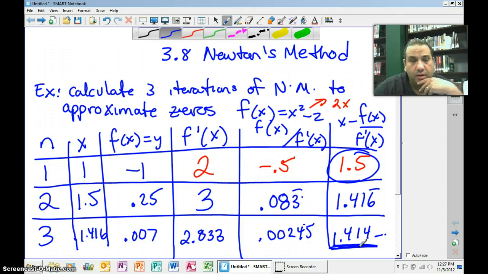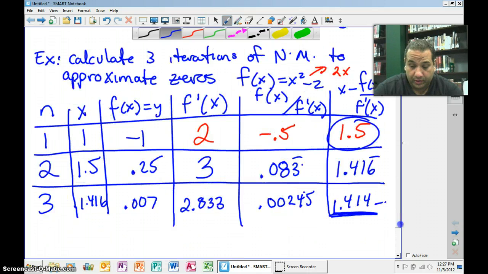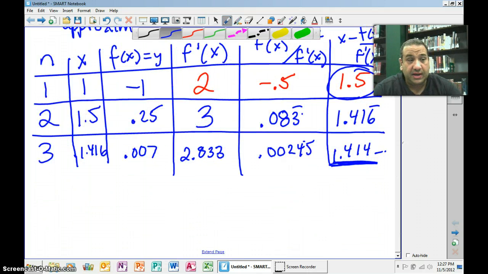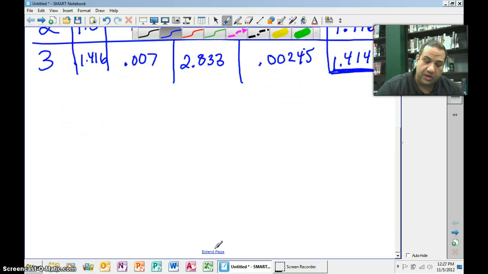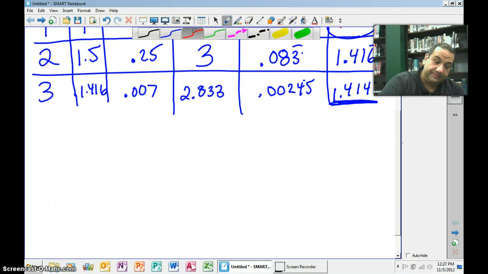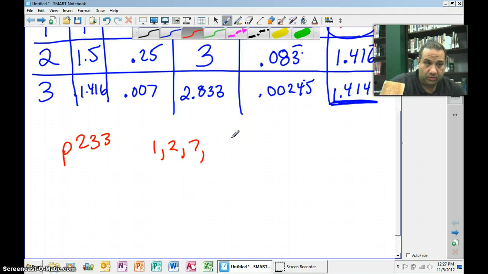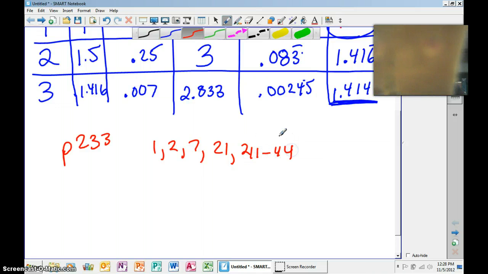You have 2 problems on the sheet I gave you to do, also including these on page 233: 1, 2, 7, all calculator based, and 21. And then I'll do 41 to 44, but these are true or false.